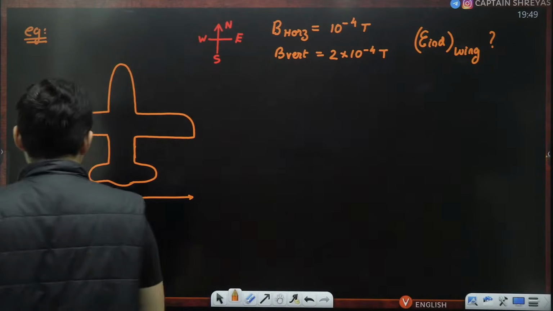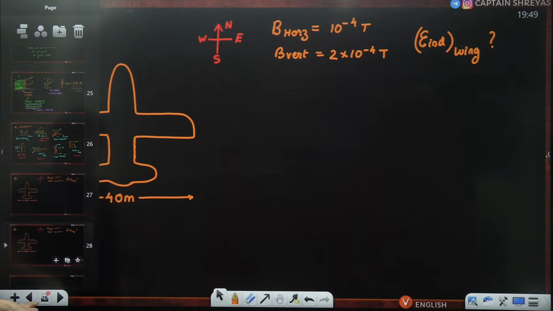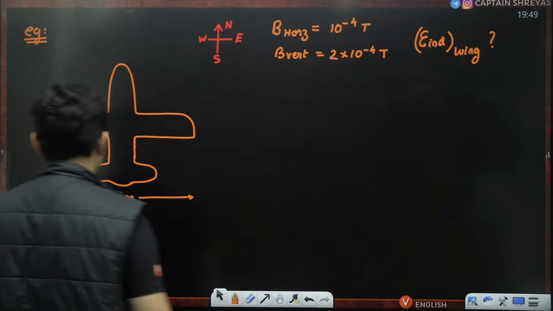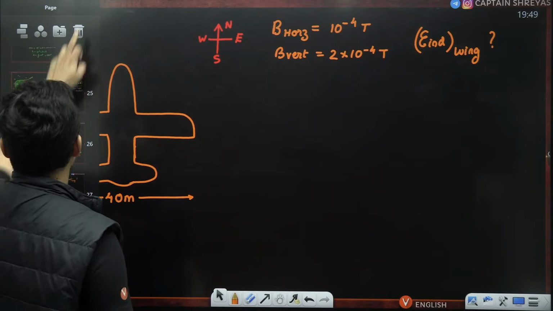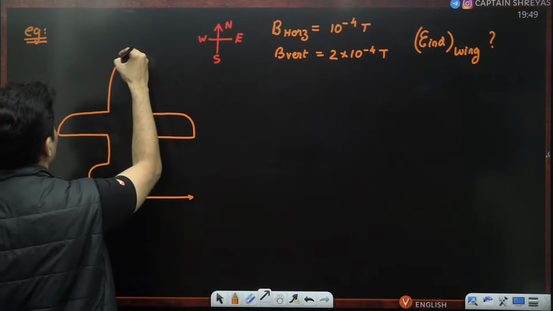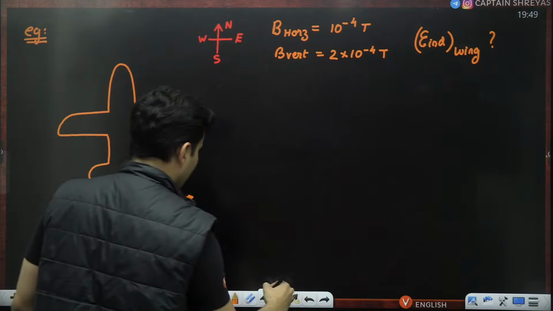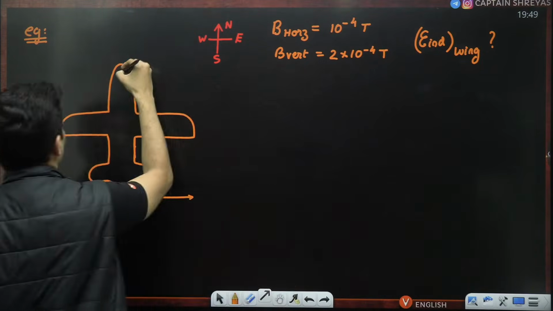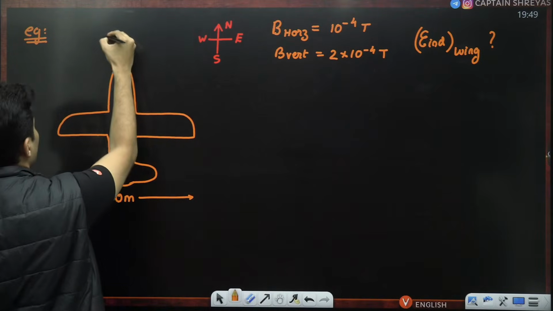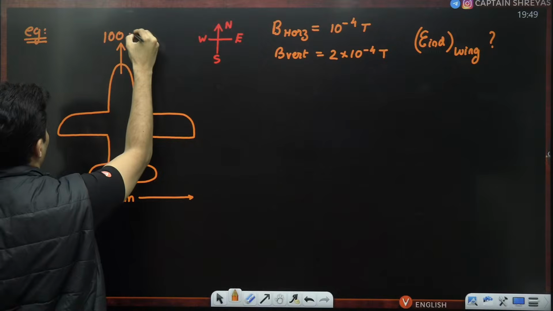Okay, as you can see over here, there is an aeroplane which is going from south to the north, and let us also assume some speed. Without that we can't go ahead. So let's say the speed with which it is moving. Decent speed, fighter jet, 100 meters per second.